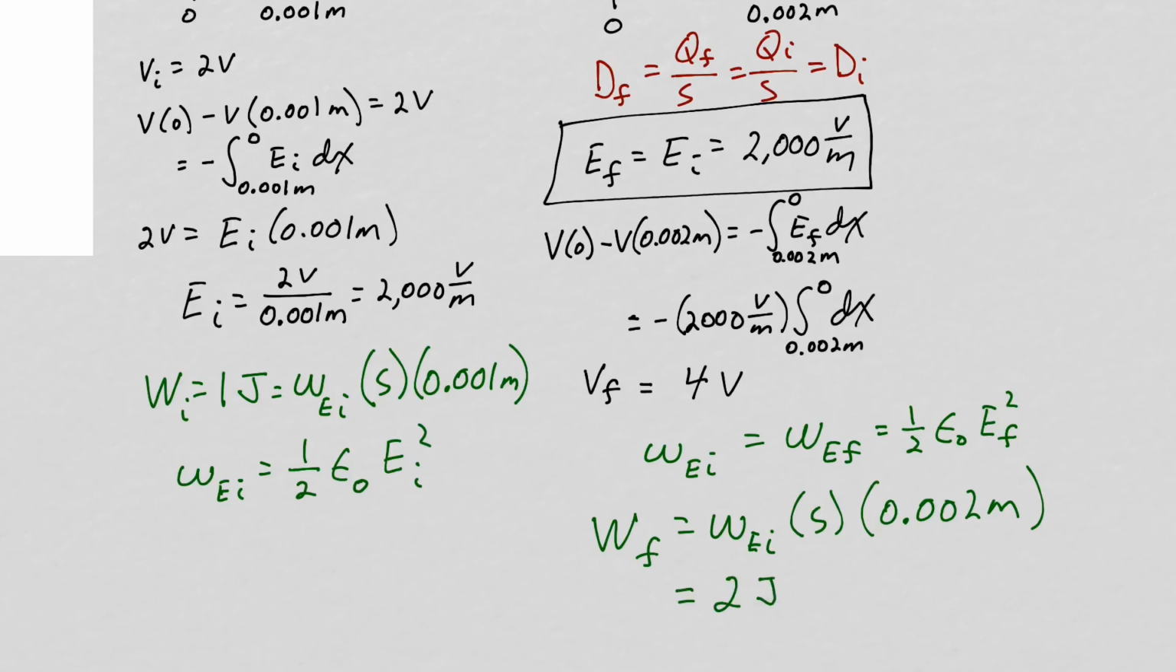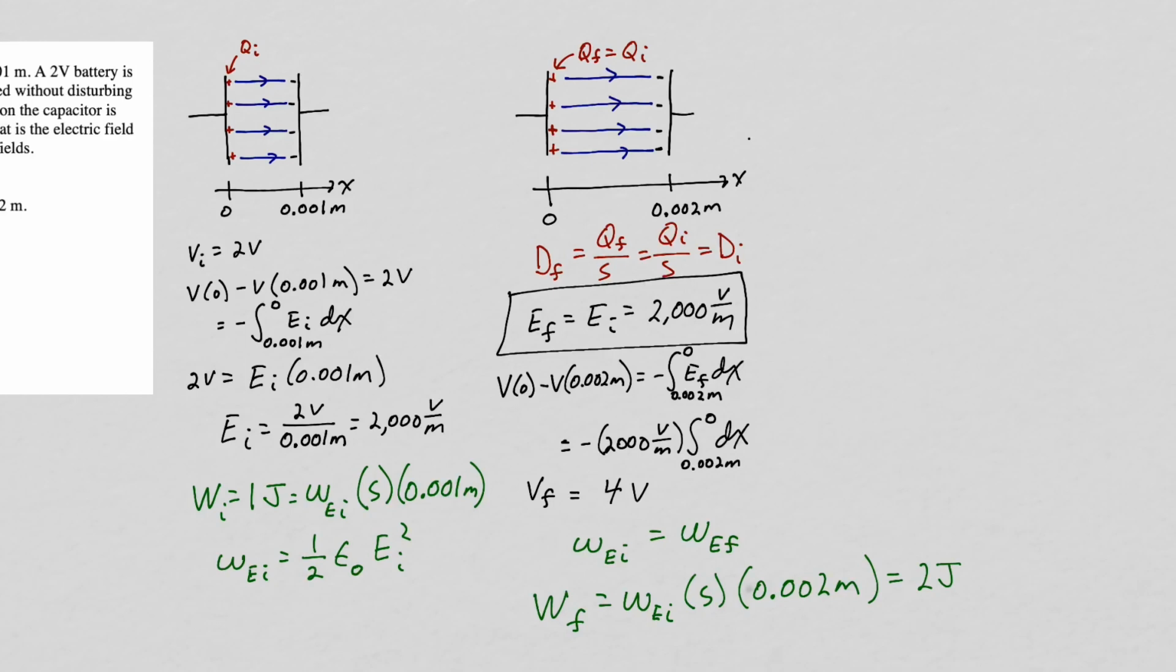This additional energy comes from the mechanical work you did pulling the plates from a separation of 0.001 meters to 0.002 meters. The plates have opposite charges on them, so they're attracted, so it takes work to move the right plate away from the left plate. So that mechanical work you did now appears as additional potential energy inside the capacitor.